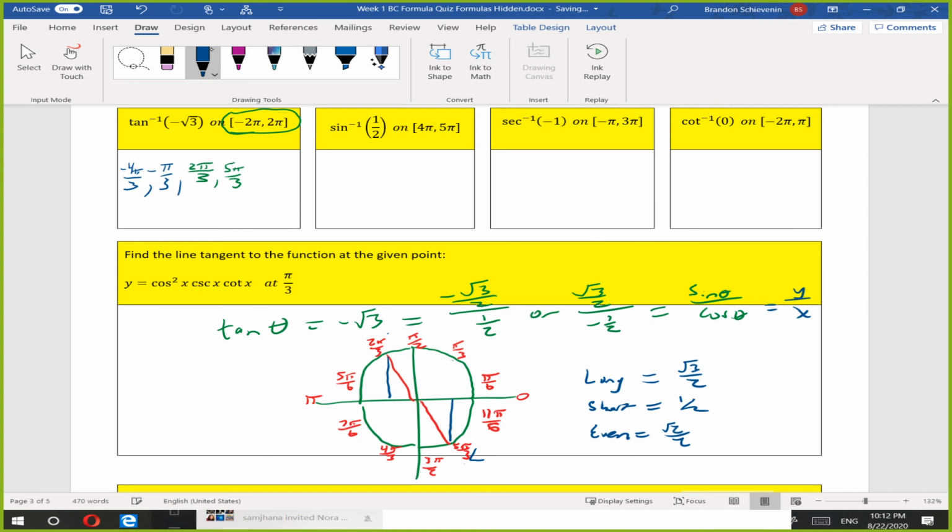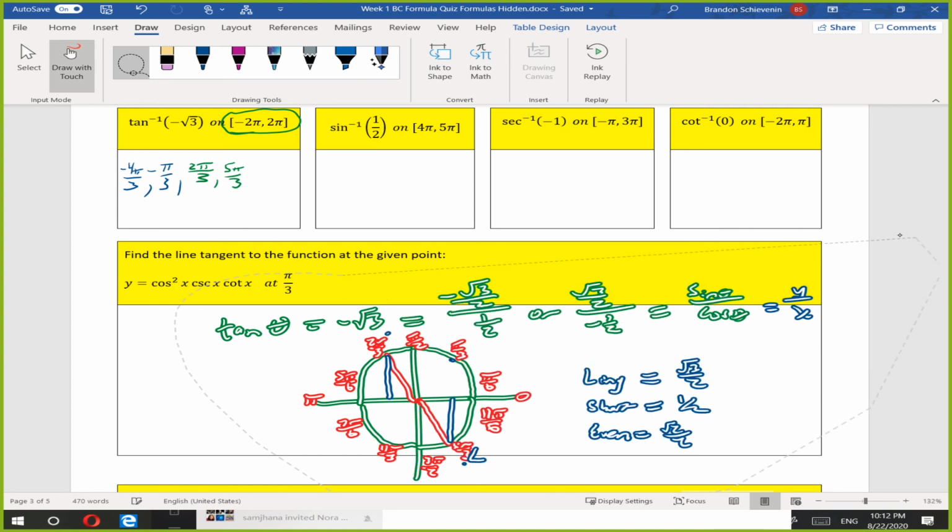Okay, so the way that I would grade this is you would get partial credit for however many of these that you had in there. So if you gave me negative pi thirds, 2 pi thirds, and 5 pi thirds, but you did not give me negative 4 pi thirds, you get 3 out of 4 points. Okay, I'll try the next one.